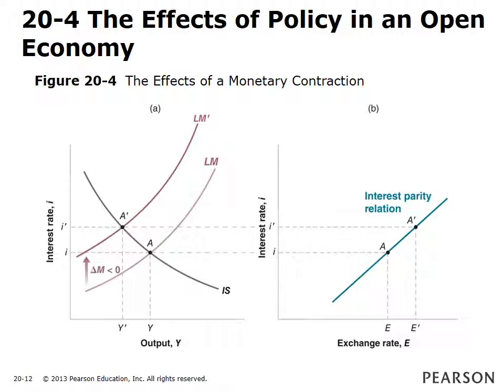Figure 20-4 shows the effects of monetary policy in an open economy. A monetary contraction leads to a decrease in output, an increase in the interest rate, and an appreciation. Monetary contraction shifts the LM curve up to LM prime. It shifts neither the IS curve nor the interest parity curve. Equilibrium moves from point A to A prime. This version of the IS-LM model for the open economy was first presented by the economists Robert Mundell and Marcus Fleming.